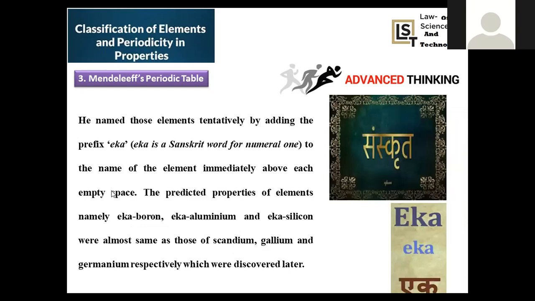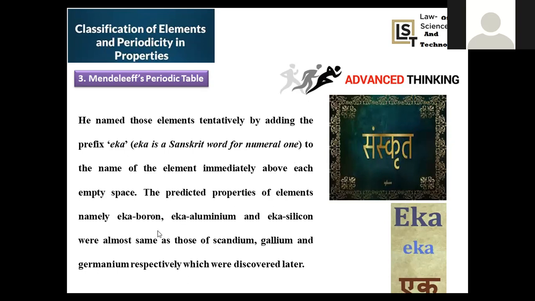And one more achievement, in continuation to this one: here he mentioned Eka aluminium, Eka silicon, right? So here he named those elements tentatively by adding the prefix Eka. This Eka is a word from Sanskrit. In Sanskrit, Eka denotes one, right? So the name of the element immediately above each empty space. For example, aluminium is 11 and the element going to be invented will be 12.